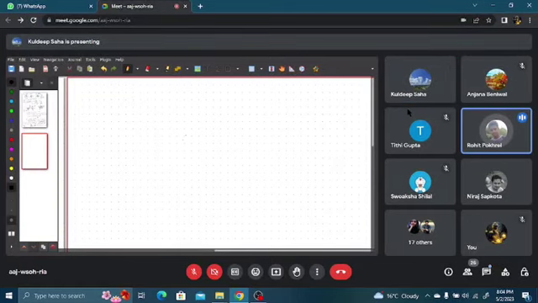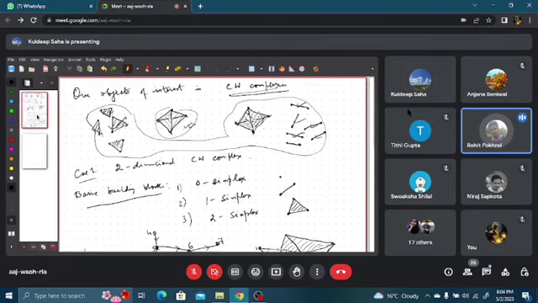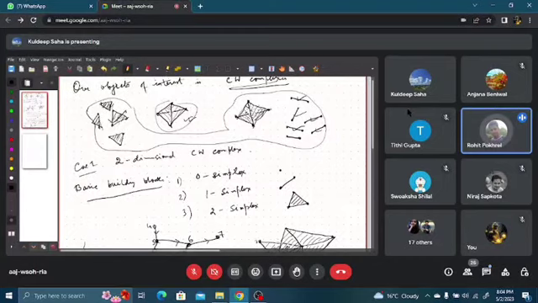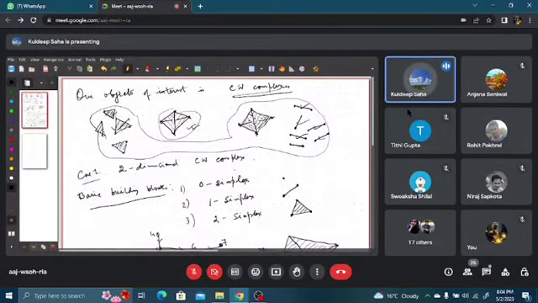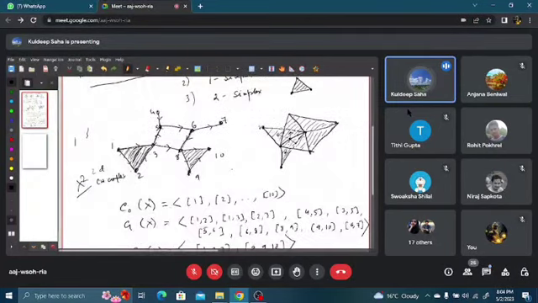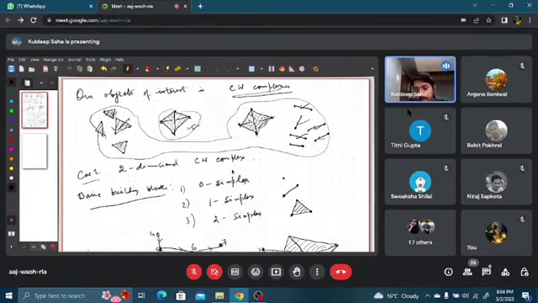I have a little doubt. I didn't understand what your definition of CW complex is. Okay, so I am defining a two-dimensional one. For our purpose, we are only concentrating on two-dimensional CW complexes. We can define it for n dimensions.